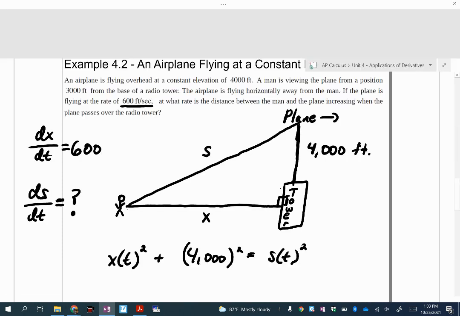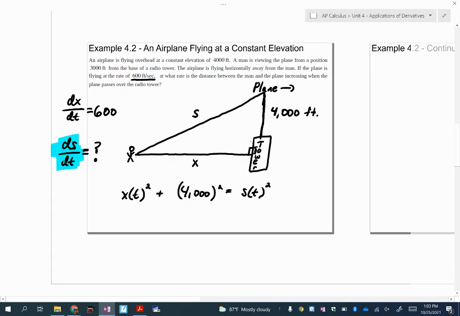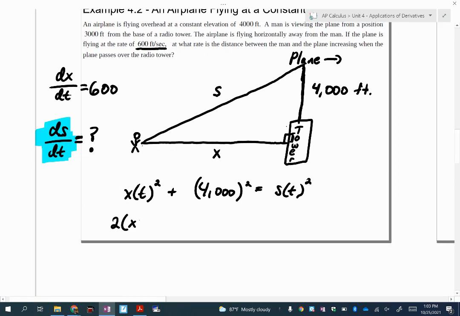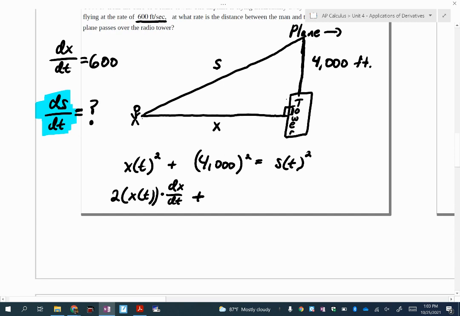You'll notice that my unknown, the thing I'm solving for, is ds over dt, which means I need to find derivatives. So I'm going to find the derivative of this equation that I just wrote. So it's going to be 2 times x of t to the first power times dx over dt, plus, now the derivative of a constant, 4,000 squared is just a constant, that's just going to be 0. And then this one's going to be 2 times s of t times ds over dt.